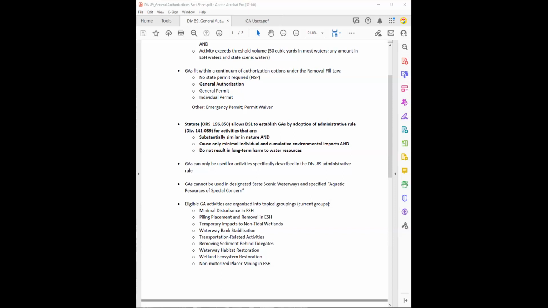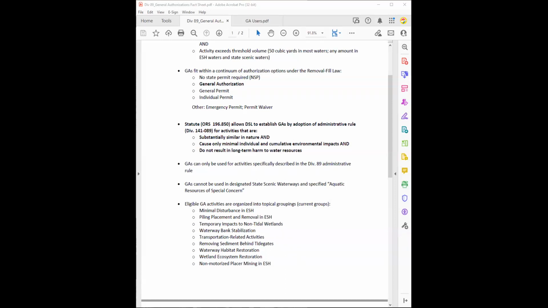So that's sort of our golden rule. When we look at whether or not we can include an activity in our general authorization rules for that quick pass through the process, we have to run it through that three-part test.